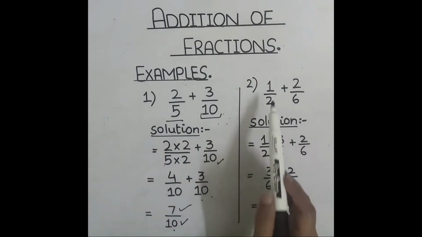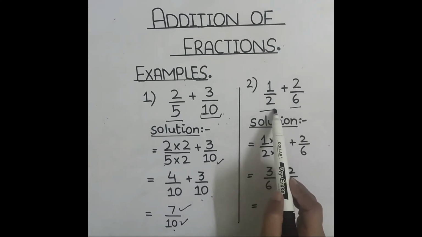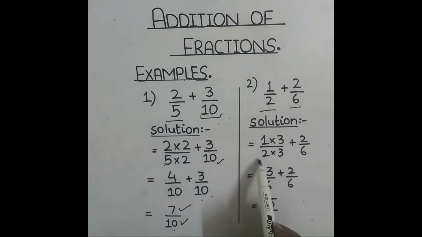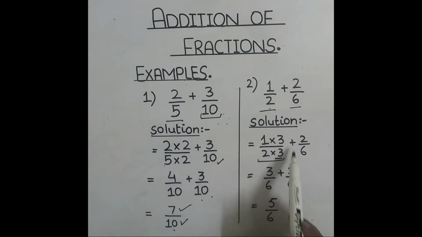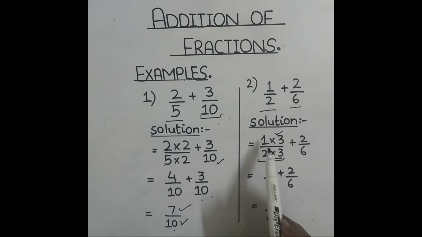Example number 2. 1 over 2 plus 2 over 6. Rule number 1 says denominators should be same. Otherwise make it so by suitable multiplication. We can make this 2 into 6 by multiplying it with 3. So we will multiply 3 with this 2 in the denominator. We will also multiply this 3 in the numerator. Plus 2 over 6 will come as it is. 1 into 3 is 3, 2 into 3 is 6, plus 2 over 6.